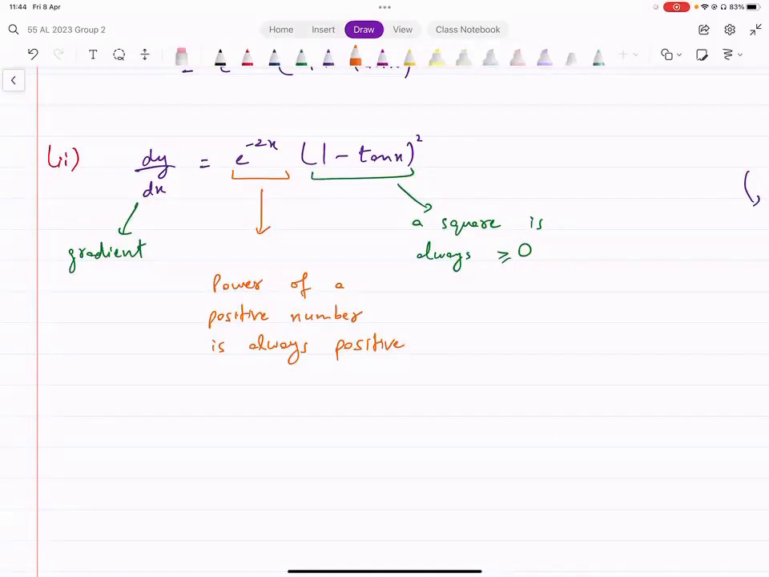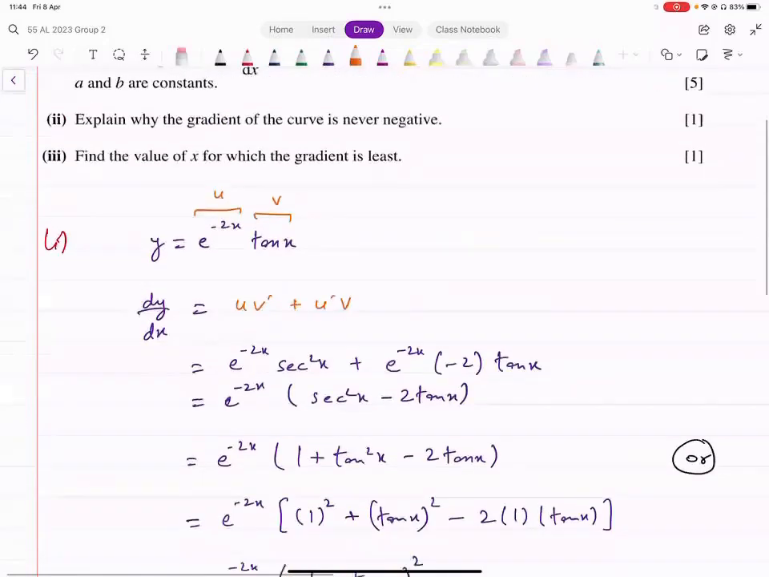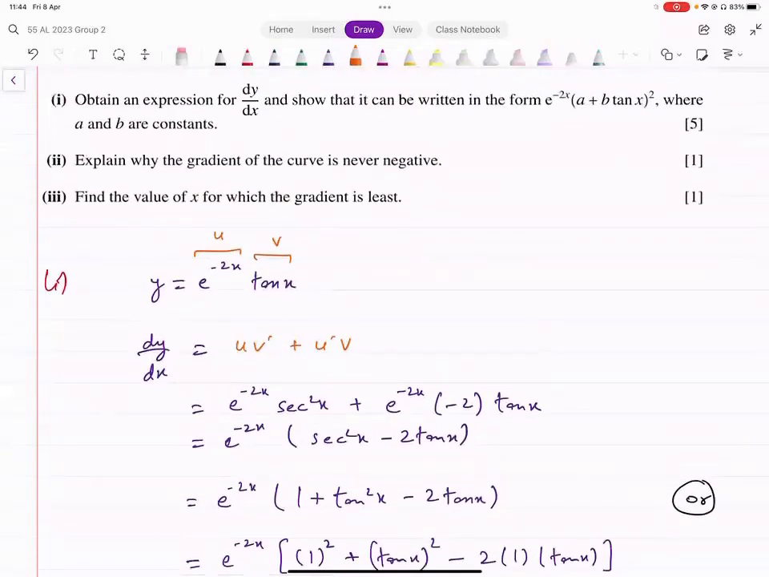दैट मींस द होल ग्रेडियंट शुड बी greater than or equal to 0. दोनों को इंडिविजुअली आपने बस ये प्रूव करना था. That's a 1 mark question. This explanation is enough. Is that okay? Last part. Find the value of x for which the gradient is least.